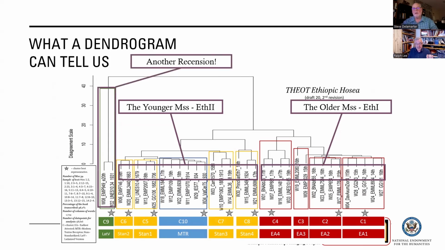So we see on this dendrogram what we've called another recension, here labeled the Lat V because it's been identified as having a Latin Vorlage. And we've called it another recension just because of the large degree of difference between it and the main body of manuscripts. Here it's about 45% difference rather than the 15% that we see on the rest of the dendrogram.